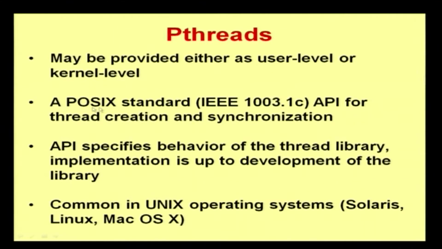A pthread is called a POSIX thread, which belongs to IEEE 1003.1c. So the API is a standard. With the API standard, it is available for thread creation and synchronization. This API specifies the behavior of the thread library. Implementation is up to the developers of the library.